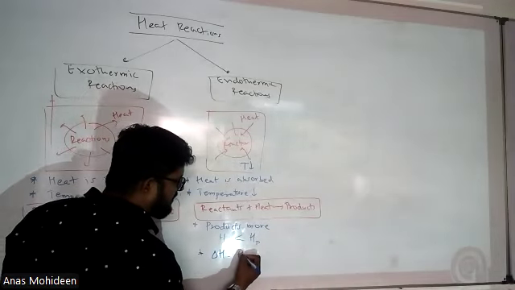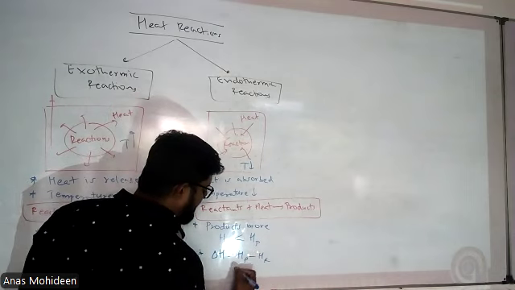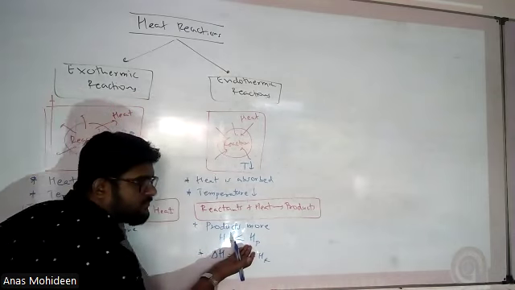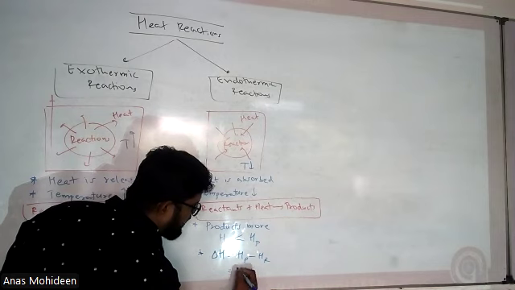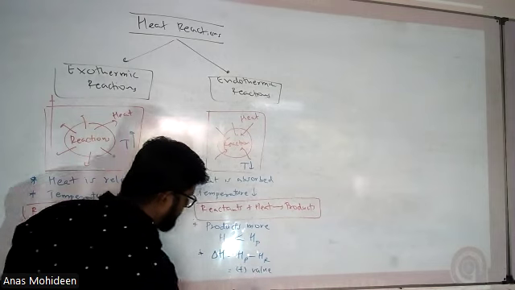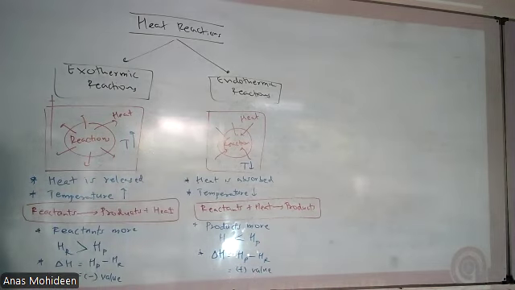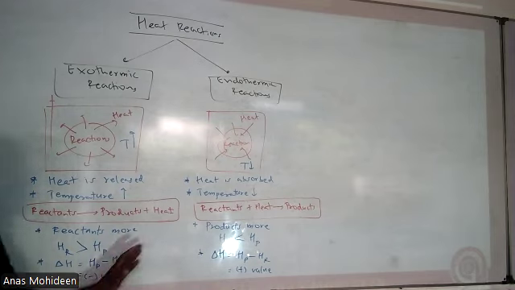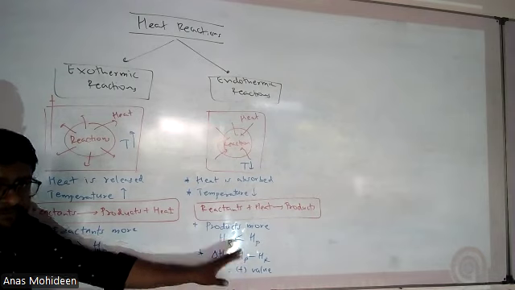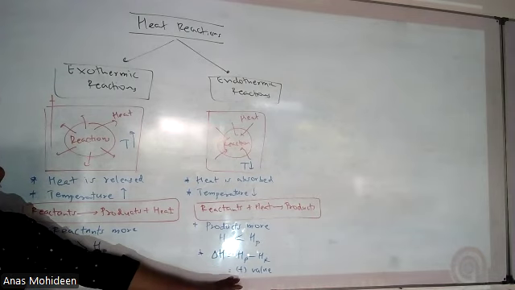Delta H equals products minus reactants. Products are more, which means my answer should be a positive value. My answer must be a positive value. Clear the point? Okay. So negative value, positive value. You understand? Okay. Negative value, positive value.